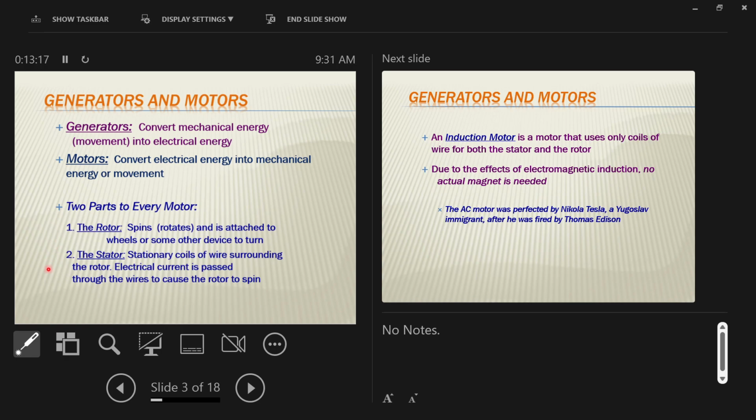And then there is a stator, which is wrapped around the rotor. So not touching the rotor, but somewhere around the rotor is a series of coils of wire that electricity will run through. Okay, surrounding the rotor, electric current passed through the wires, causing the rotor to spin.